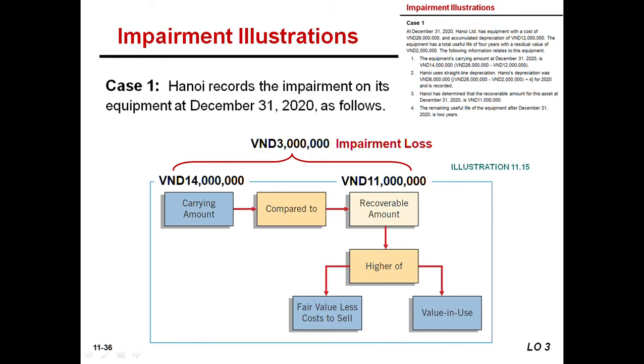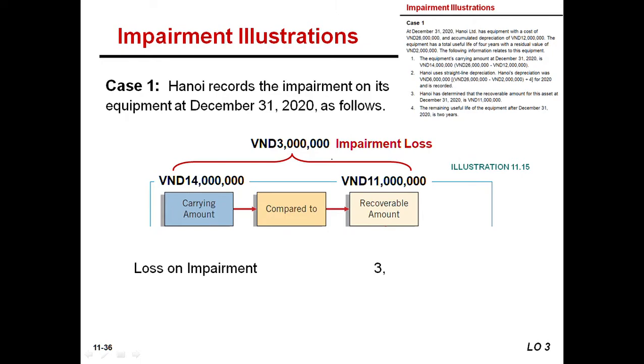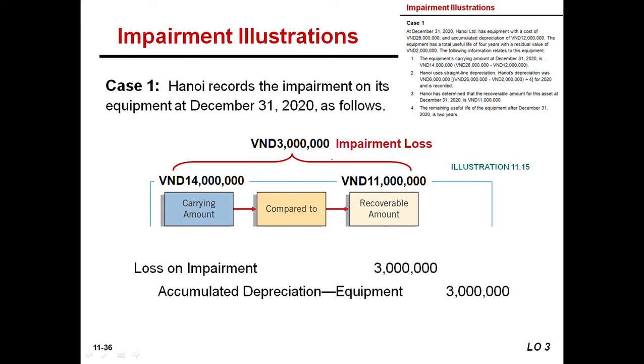First of all, let's compare the carrying amount, 14 million as we saw before. Recoverable amount is given as 11 million. So you see recoverable amount is less than the carrying amount. So yes, there is an impairment loss of 3 million. So they have to pass an entry, loss on impairment and accumulated depreciation, 3 million VND.